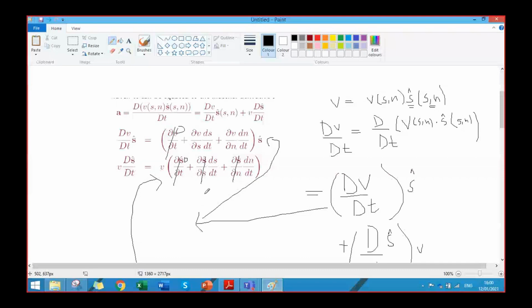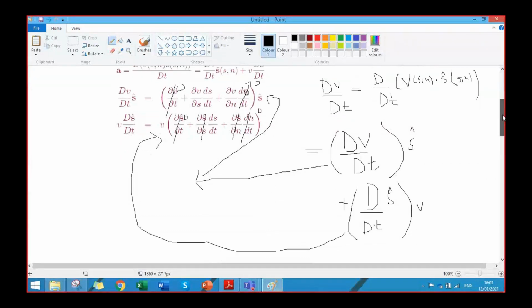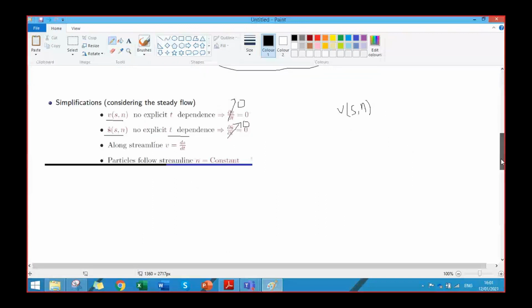If n is constant along the streamline, there is no change in n, which means dn by dt would be 0 here and it would be 0 here, right? Is it clear? N is constant. When particles flow along the streamline, n will remain constant. So when n is constant, its derivative with respect to any variable, like x, time, or s, will remain 0, right?